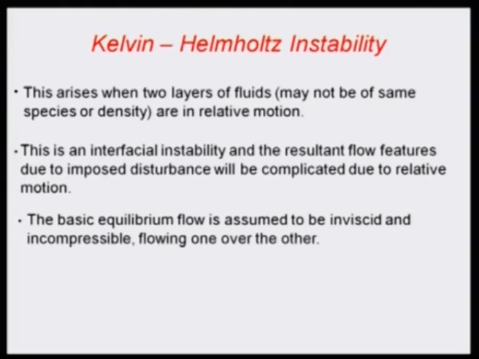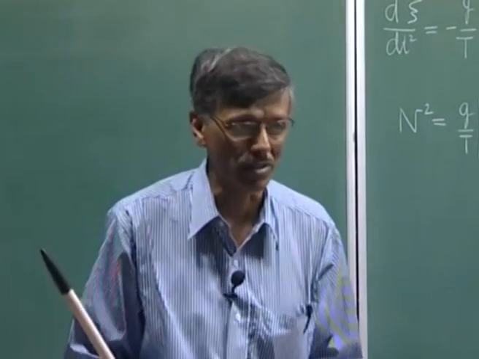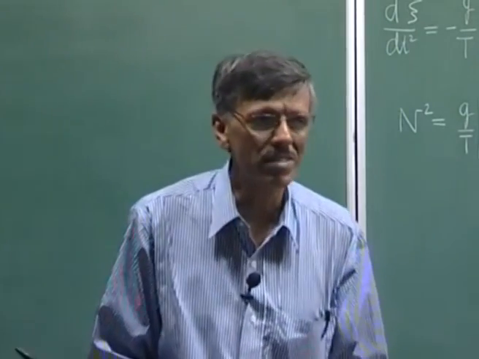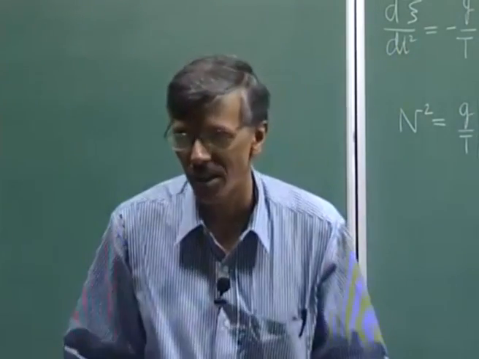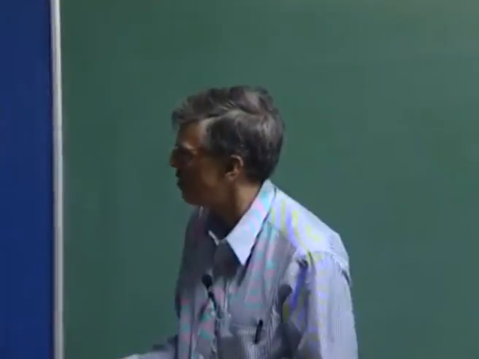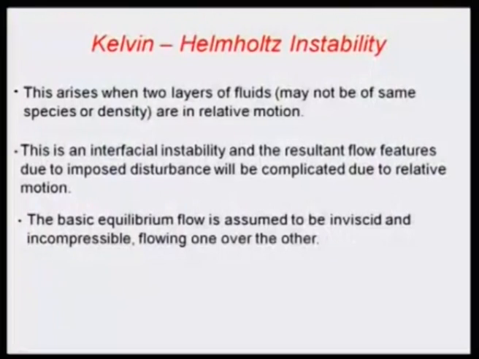Now, you always understand that when we defined instability, we always talked about instability of what? Instability of equilibrium flow, right. In the previous case, that equilibrium flow was still atmosphere. So, there was nothing. In this case, the basic equilibrium flow is inviscid.